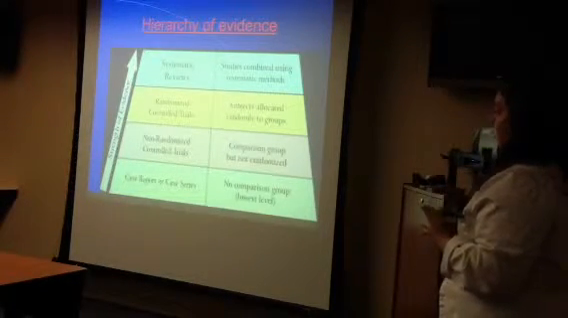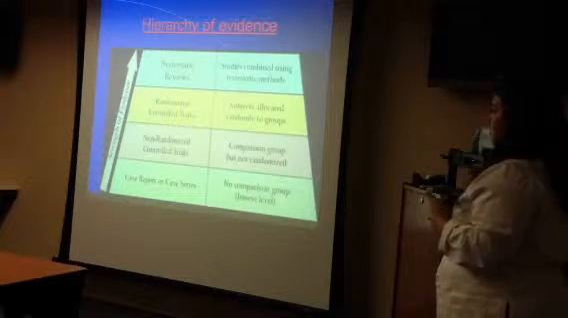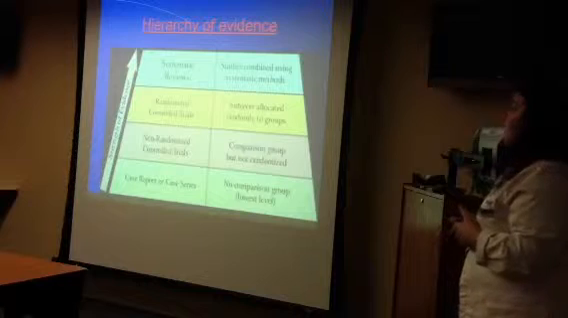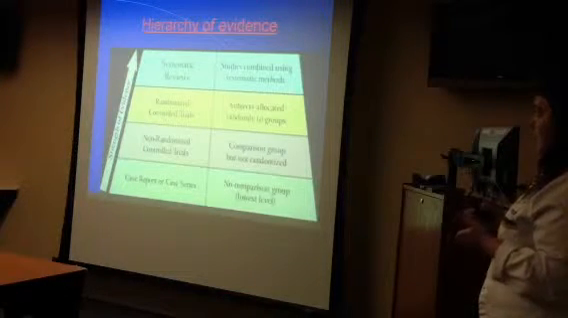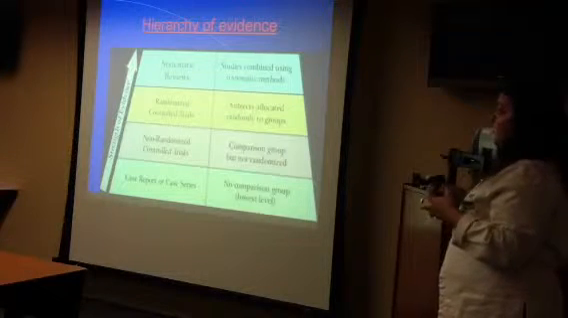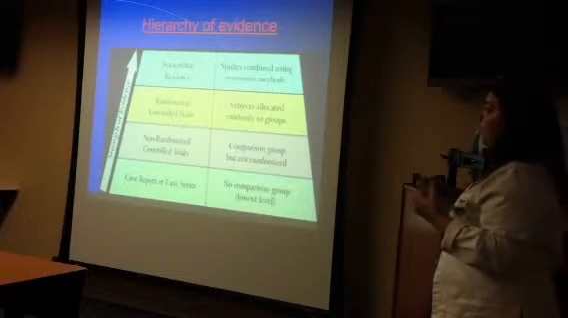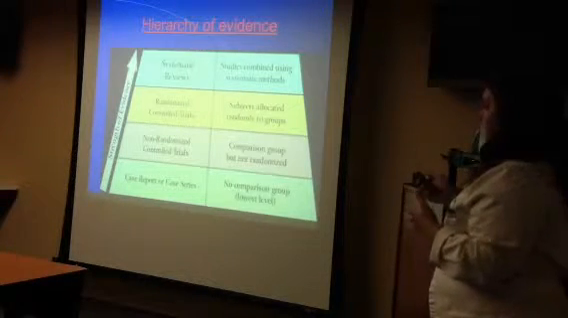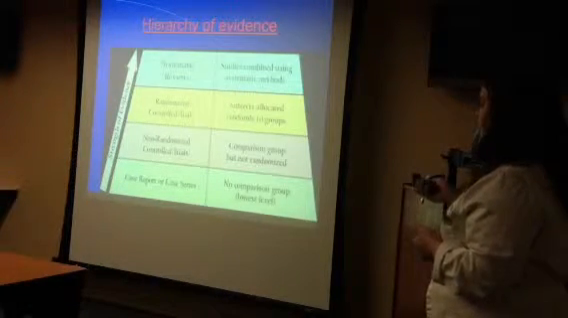But a systematic review will take randomized controlled trials and pool them together for you in a review to look at. A meta-analysis is a type of systematic review that will take data from several different trials that have the same outcome measures and pool them together to increase your sample size. And you always want a higher sample size.